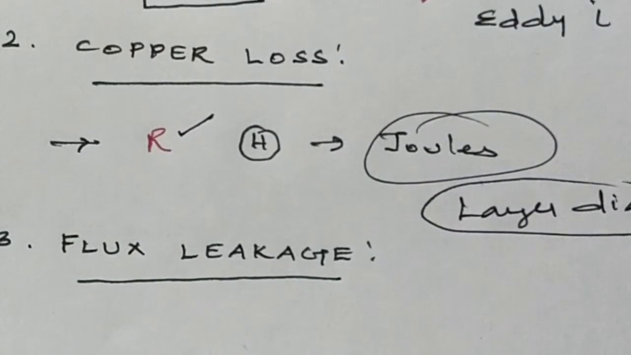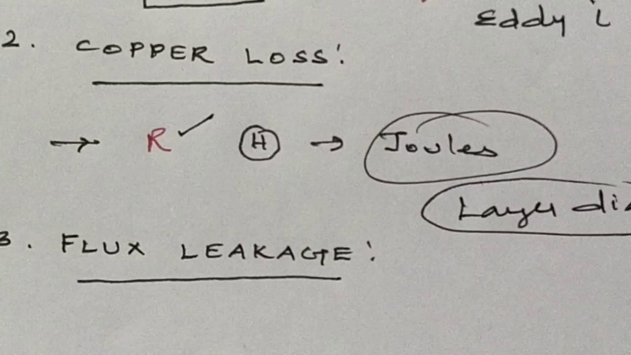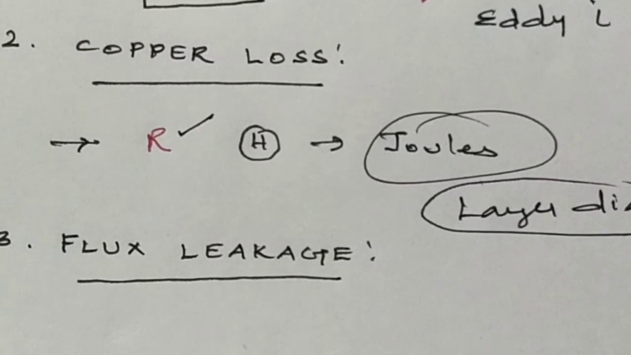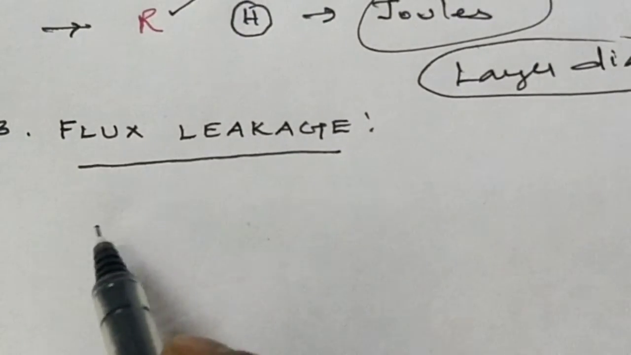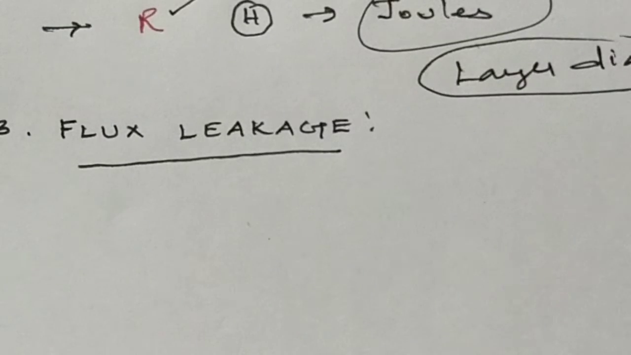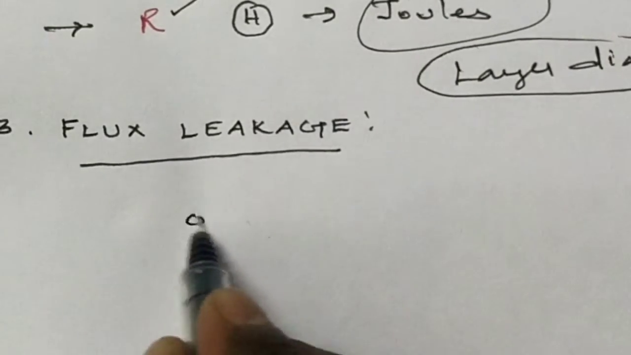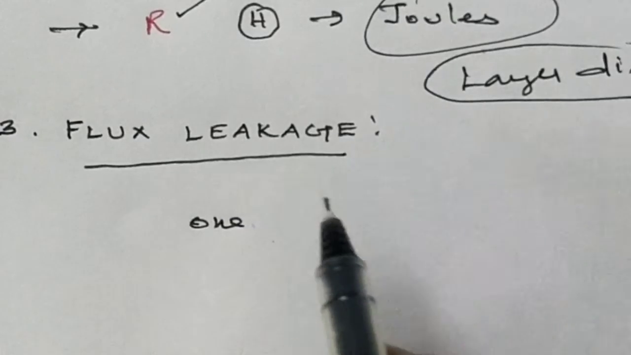Then we move to the flux leakage. In flux leakage, the magnetic lines of the primary coil are not completely linked with the secondary coil, so energy is lost. To minimize the flux leakage, we wind the coil one over the other, or we use the shell type of coil. With winding one coil over the other, we avoid the flux leakage.